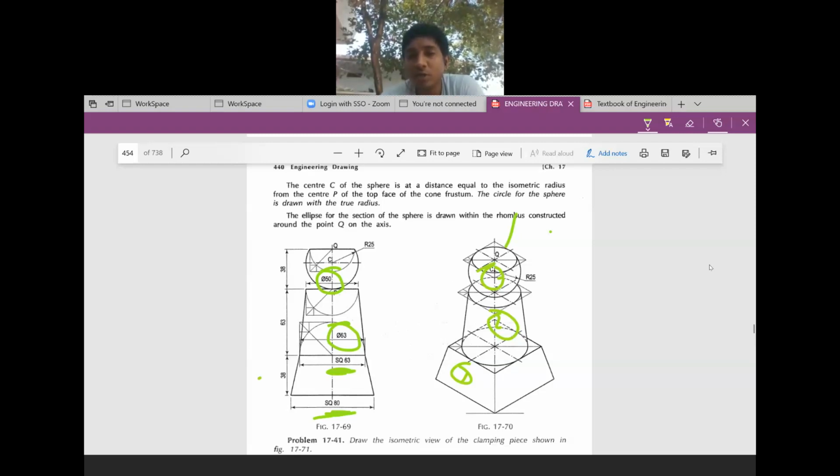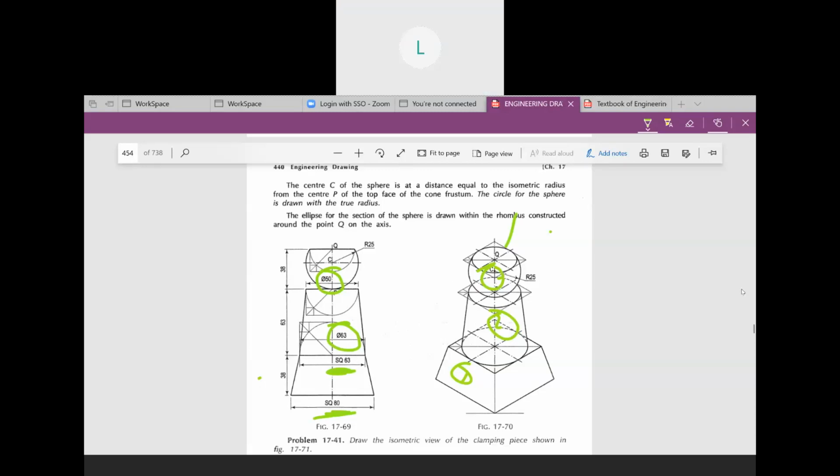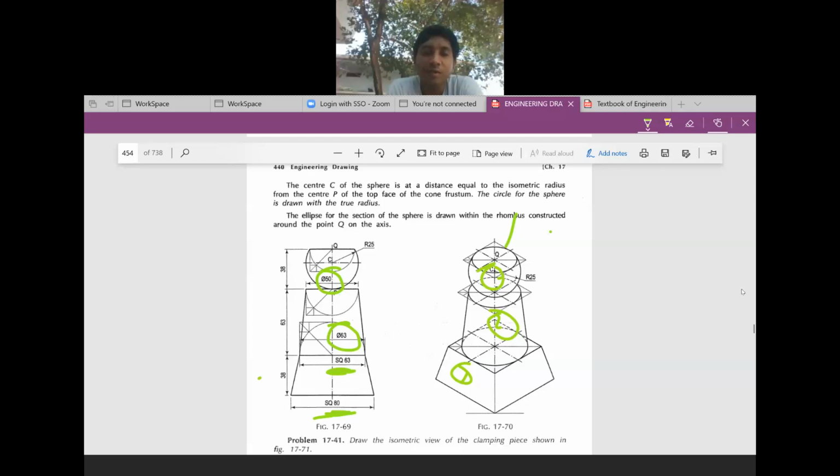The question will be like this: Draw the isometric projection of a cut sphere of radius 25 mm, which is cut at 38 mm from the base, which is resting on a frustum of a cone of top diameter 50 mm, bottom diameter 63 mm and height 63 mm, which is resting on the frustum of a square pyramid of top side 63 mm, bottom side 80 mm and height 38 mm. Draw the isometric projection. Understand? He will ask the question like this.